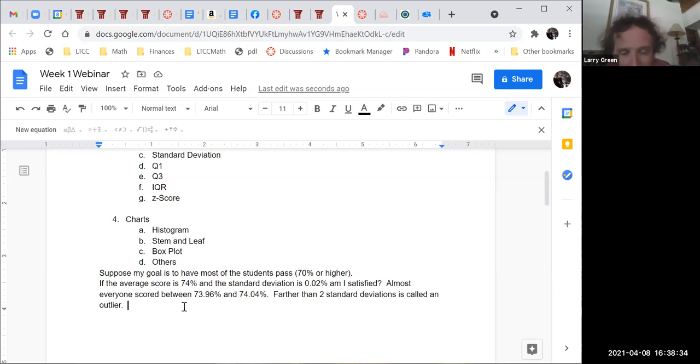Well, anything in that range is a passing score. Do you agree? Therefore, I'm satisfied. Or I have reached my goal. Any questions on this idea? Okay. By the way, if this were the case and you wanted to get a B in the class, what does this mean?